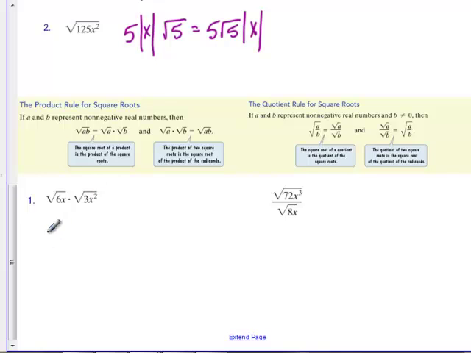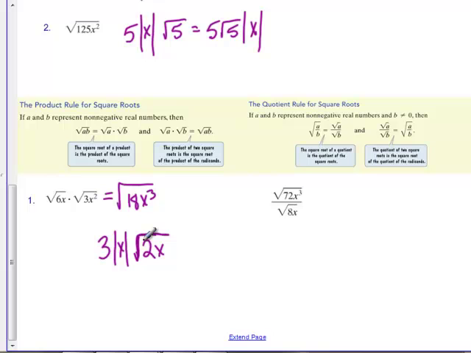So we have square root of 6x times square root of 3x squared. I can go ahead and call that square root of 18x cubed. And the square root of 18 is 9 times 2. So we can pull the 9 out as a 3. We got that 2 still hanging out inside. Yep, and then we got 1x left on the inside.